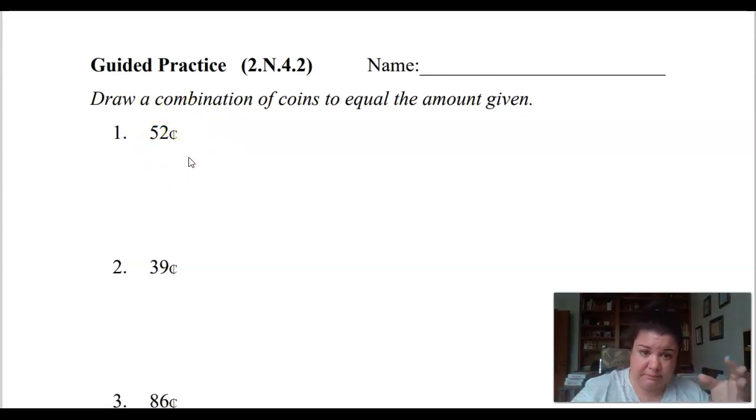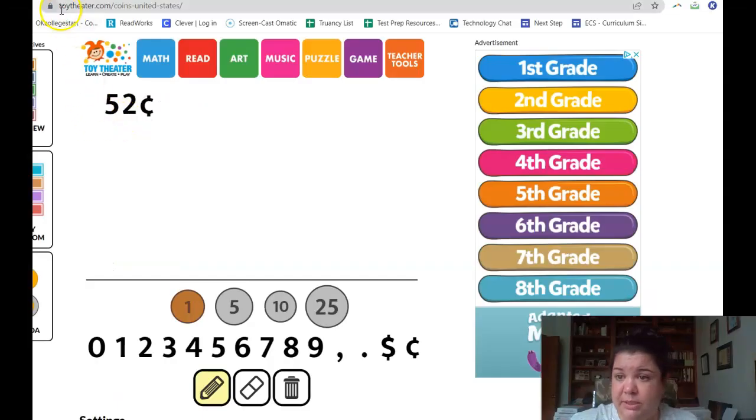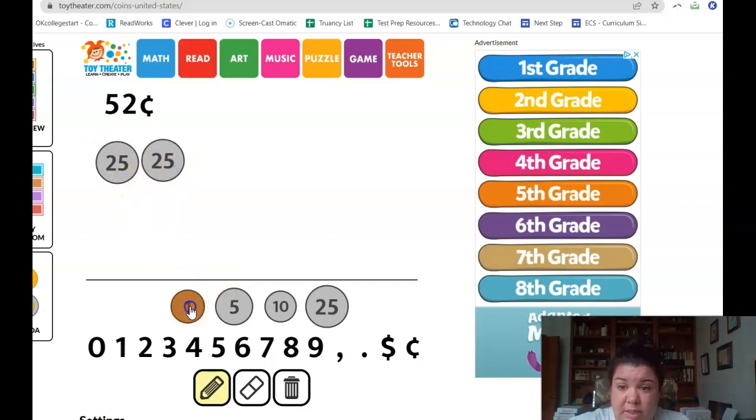So you can draw them. If you have the coins there, you can use them. Or you can go here. I made my screen a little bit bigger so you can see that. So toytheater.com, and then they have a whole bunch of different manipulatives there that you can use online. So we want to do 52 cents. I know that 2 quarters is 50 cents. Remember, that's something I told you need to memorize. So then I just have 2 left over. So 51, 52. Okay, so that's the least amount of coins we can use to make 52 cents. So do you see what we're doing here?